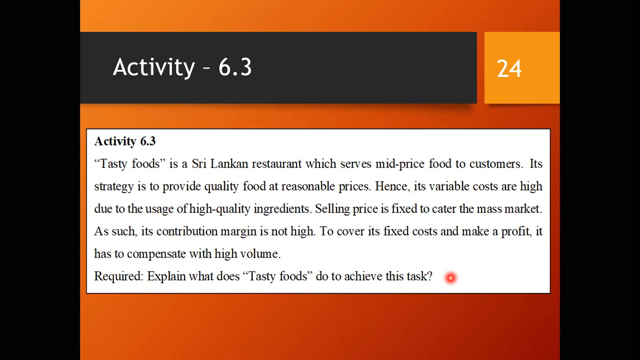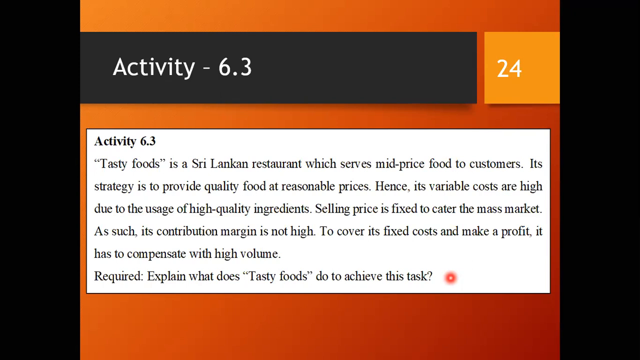Hence, its variable costs are high due to the usage of high quality ingredients. It says that you give quality food at a reasonable price, maybe low price, so your variable cost is very high. Selling price is also fixed to cater to the mass market. As such, its contribution margin is not that significant, a very tiny margin, right? In case something goes wrong, you would end up with losses. That's the thing you have to understand.